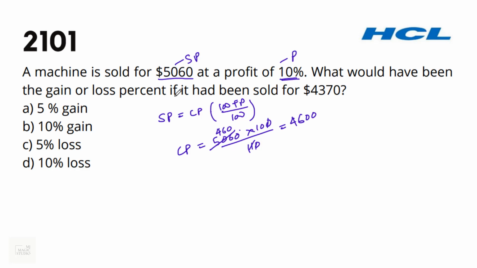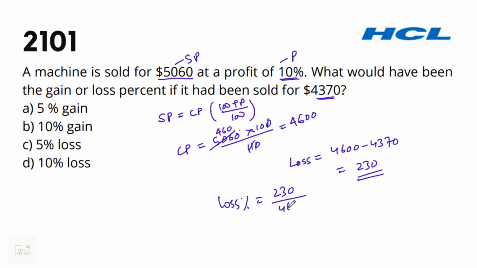What would have been the gain or loss percent if he had sold for 4370? So new selling price is 4370. That means he is incurring loss. Loss of 4600 minus 4370 equals loss of 230 rupees. Now loss percentage is loss divided by CP into 100. That goes as 5%. So loss is 5%. Option C fits in.